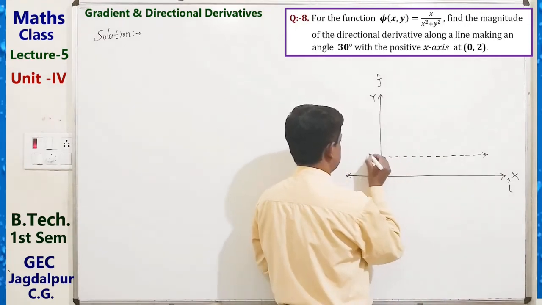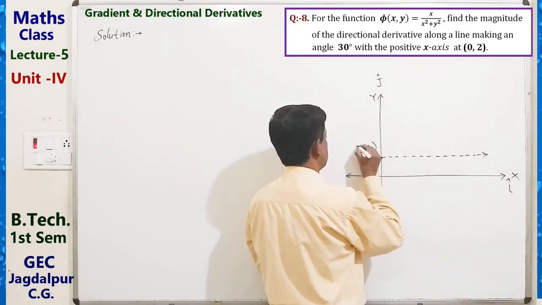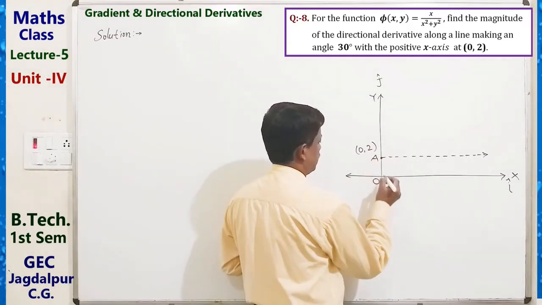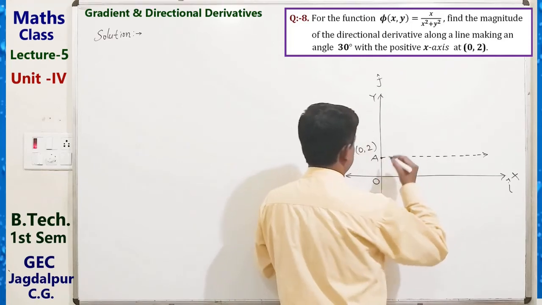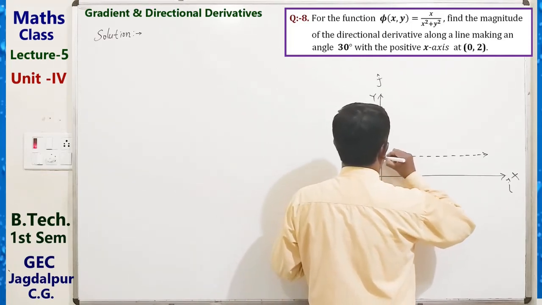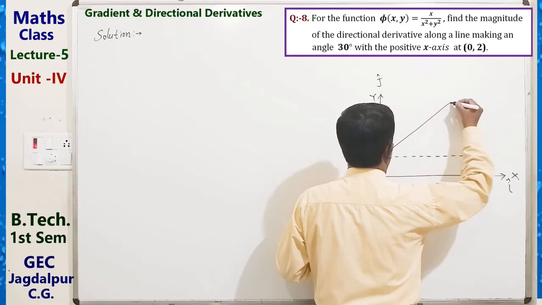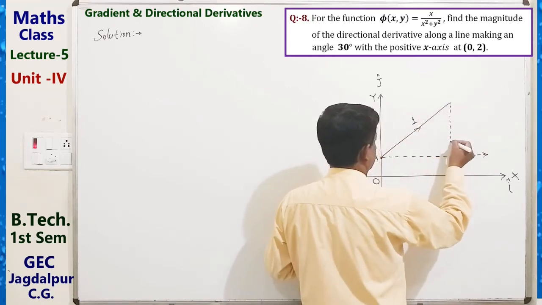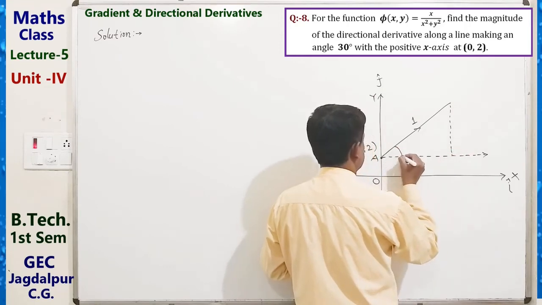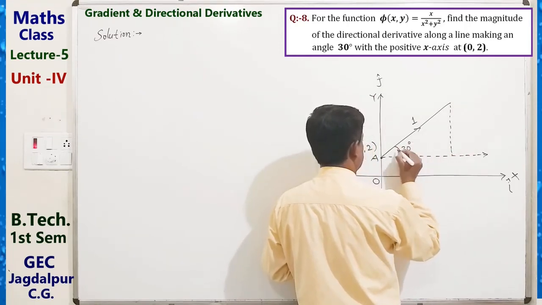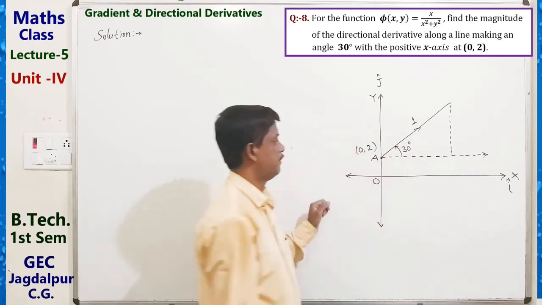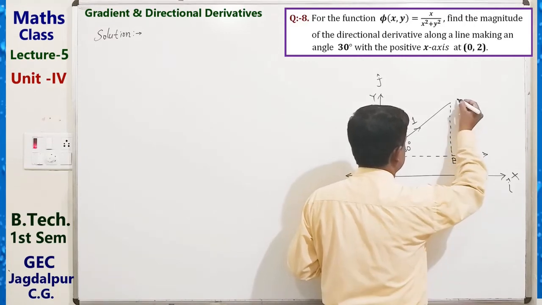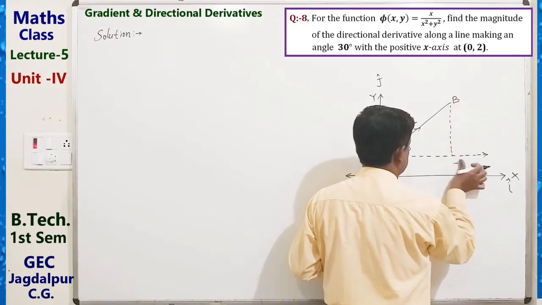This is (0, 2) point, and with this 1 modulus, and this is a 30 degree angle. Clear? A, this is B, this is B, this is C, suppose.